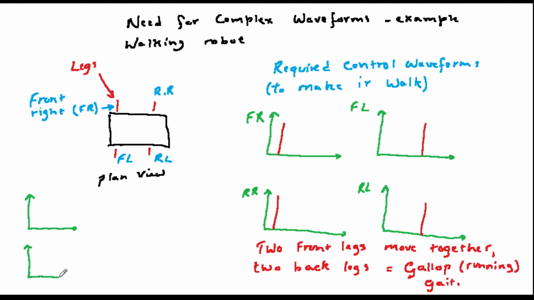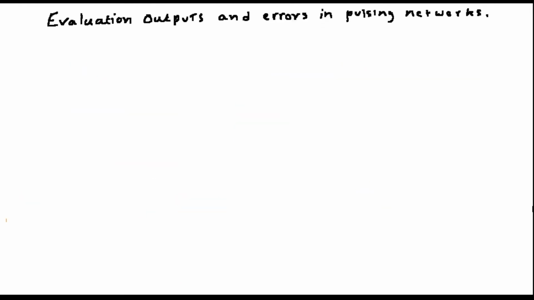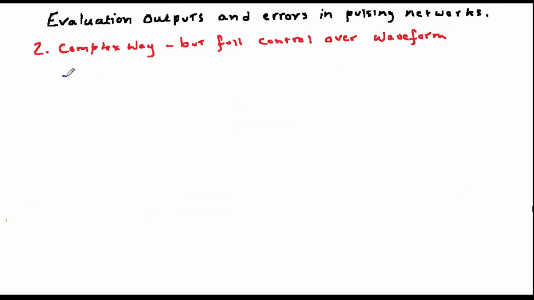How could we synchronize its legs together in order to give the correct walking or running gait? In fact, here we come to the crux of the importance of pulsing networks. They can be used to provide timing signals to coordinate and control different parts of a complex system. So how do we train a network to produce such a complex output?